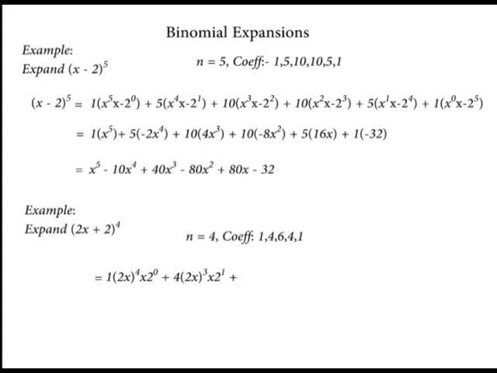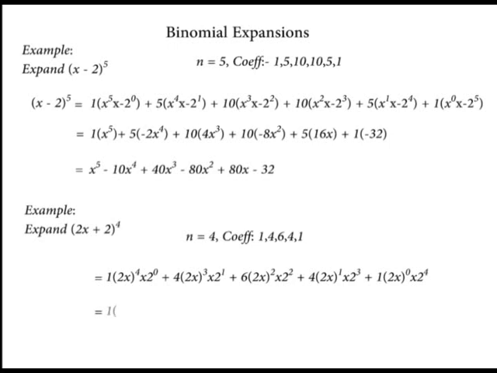plus the third term, coefficient is 6 times (2x) raised to power 2 times 2 raised to power 2, plus the fourth term, coefficient is 4 times (2x) raised to power 1 times 2 raised to power 3. And finally, the last term, coefficient is 1. So we have 1 times (2x) raised to power 0 times 2 raised to power 4.